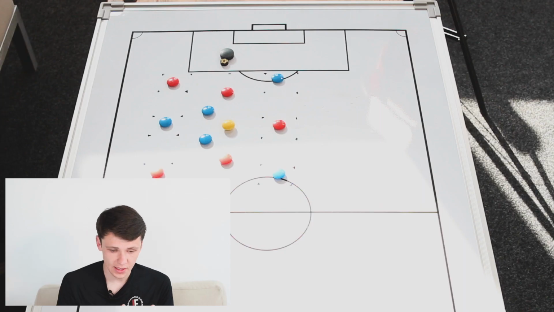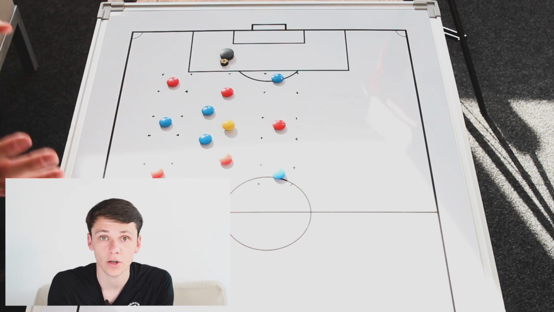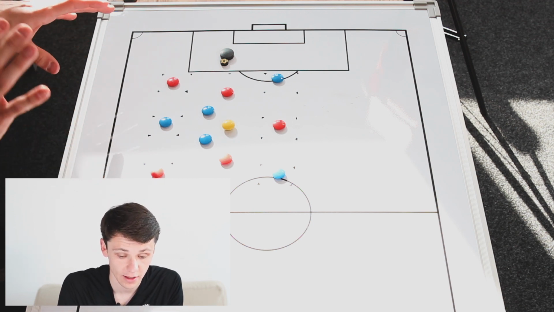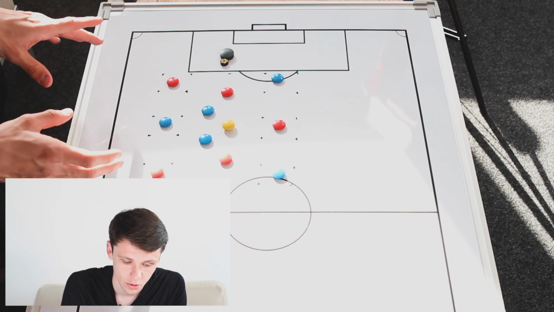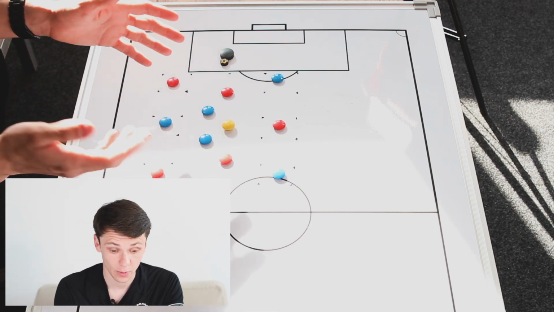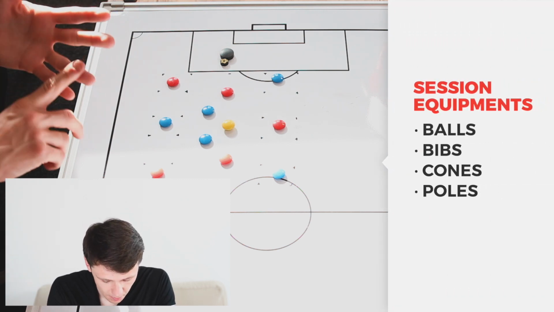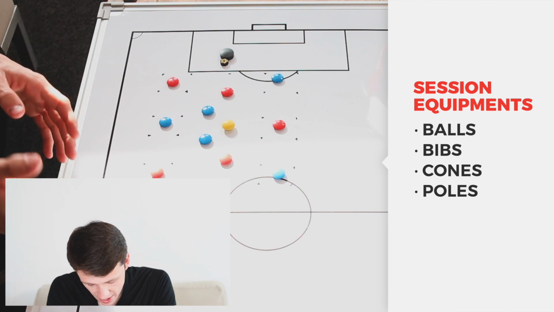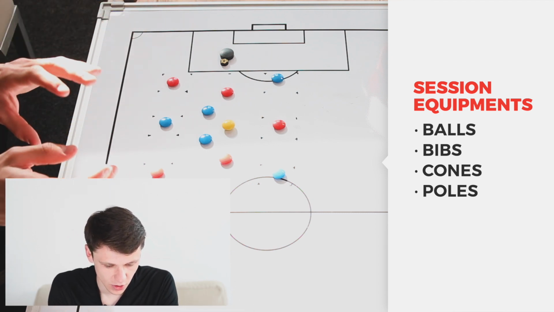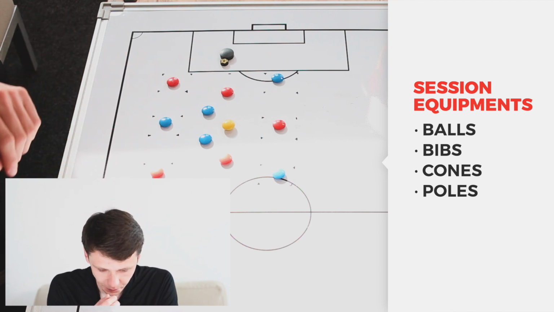Now, in terms of players this week, we're going to be just having 11 outfield players. So we're going to be trying to work with an odd number this week. So you can think of different types of session plans that you can use when you've got odd numbers, so let's say if you've got 9 or 13 or 11, like we have here. In terms of the equipment, we're going to be using balls, bibs and cones, okay? And then later on in the session, we're going to look to get some small-sided goals. If you don't have small-sided goals, you can look to use poles instead.